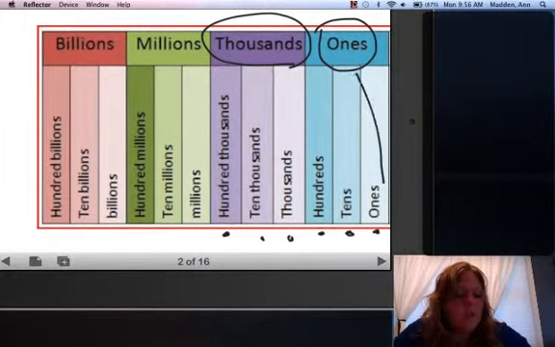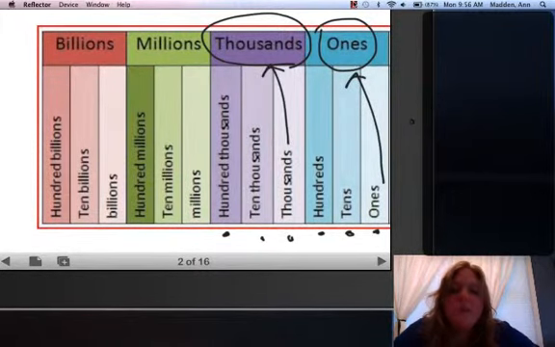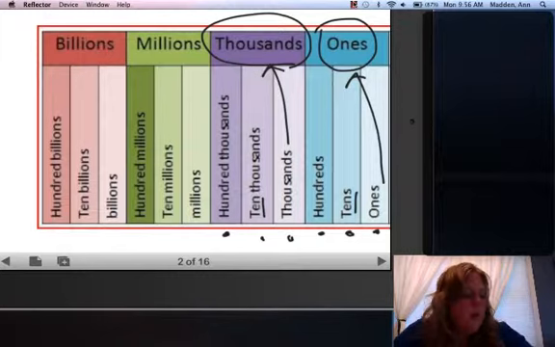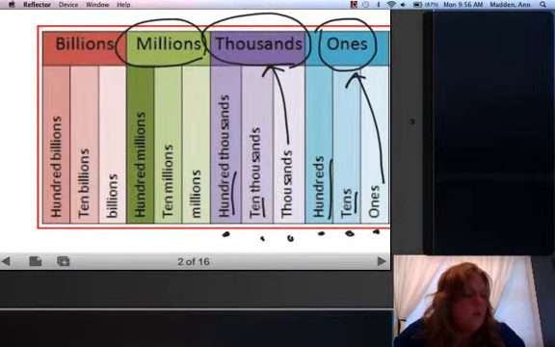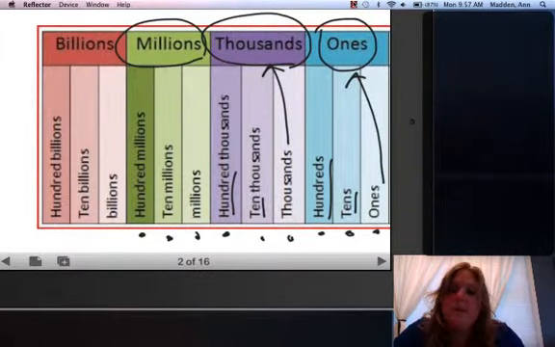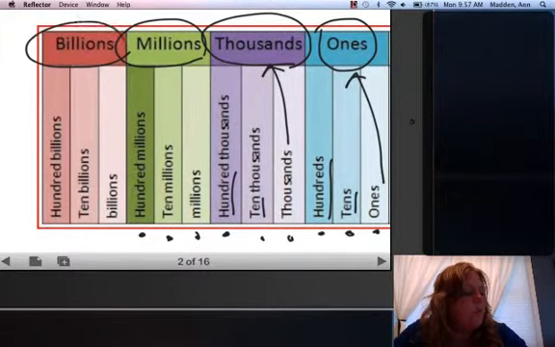In the ones period, we have a ones place value. In the thousands period, we have a thousands place value. Then you'll notice that we've got the tens, and we've got the 10,000s. We've got the hundreds, and we've also got the 100,000. This pattern continues on to the millions, with the millions place value, the 10 millions, and the 100 millions. And finally, we end with the billions period, the billions, the 10 billions, and the 100 billions.